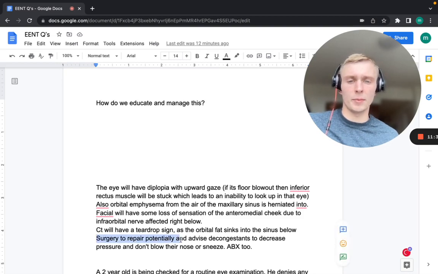Surgery is potentially the treatment to repair. And we also want to advise them to use decongestants to decrease the swelling and also decrease the pressure building up in that area. And don't blow the nose or sneeze to build up that pressure. And we potentially could give antibiotics as well.